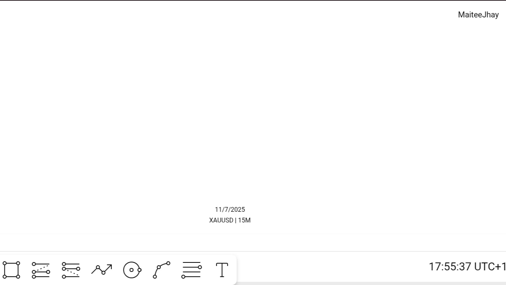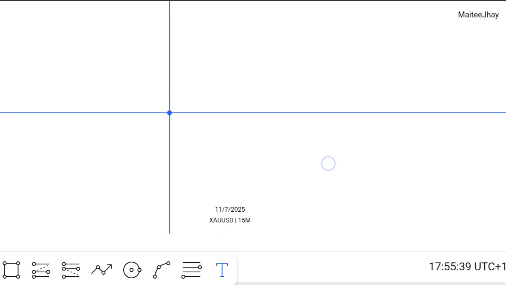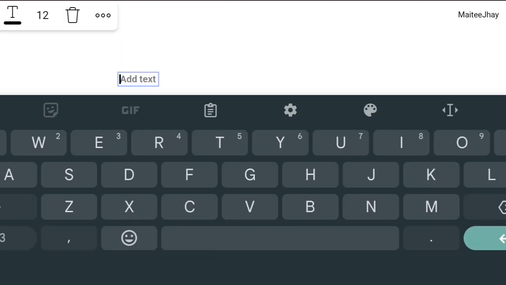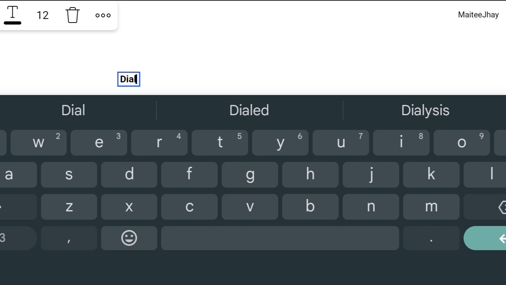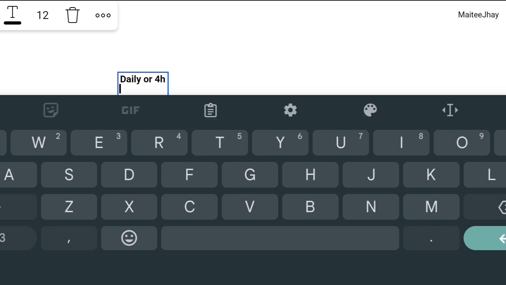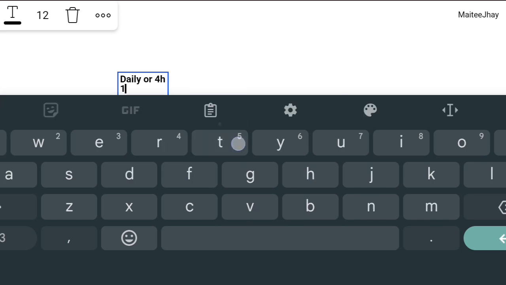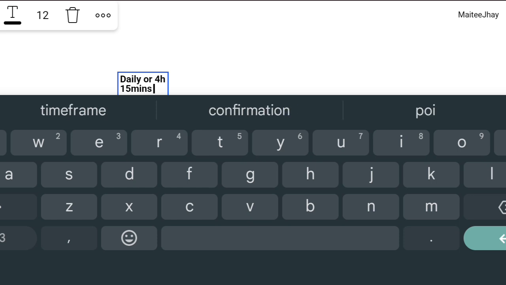The first time frame you need to enter is your bigger time frames, the high time frames, which might be the daily time frames, daily or 4H. Then you switch down to 15 minutes or 1H.